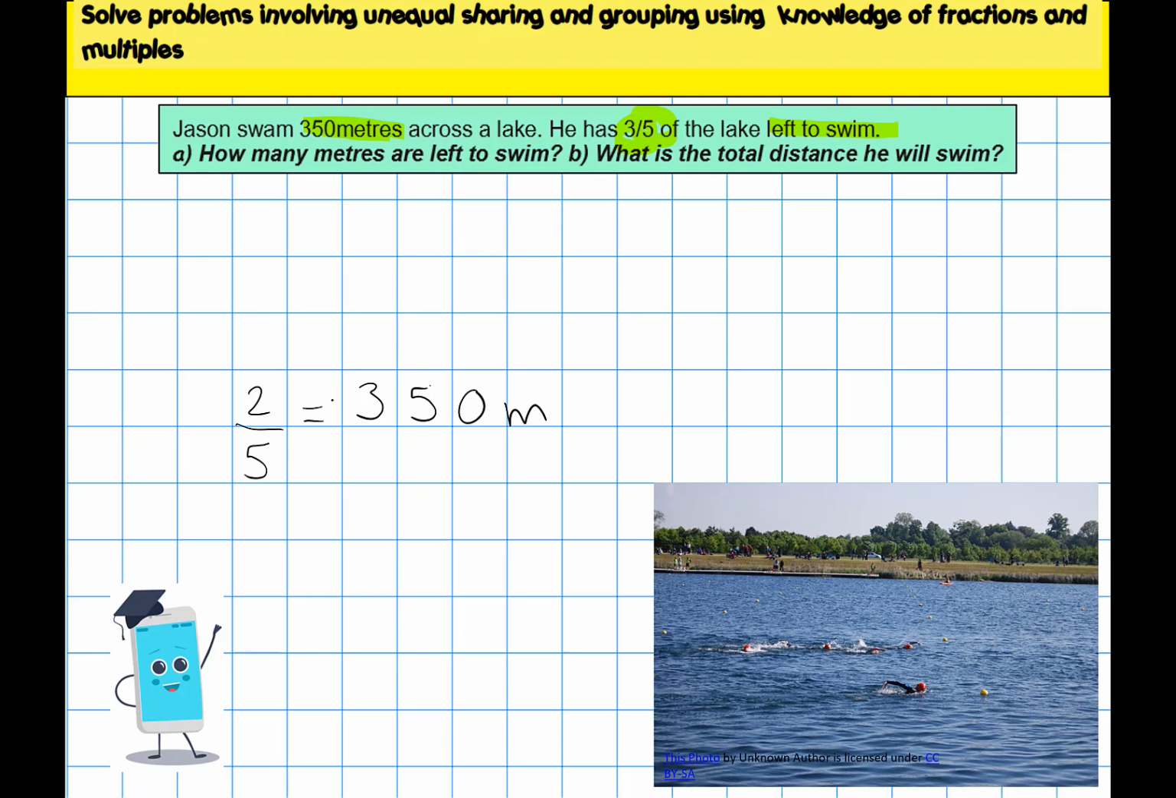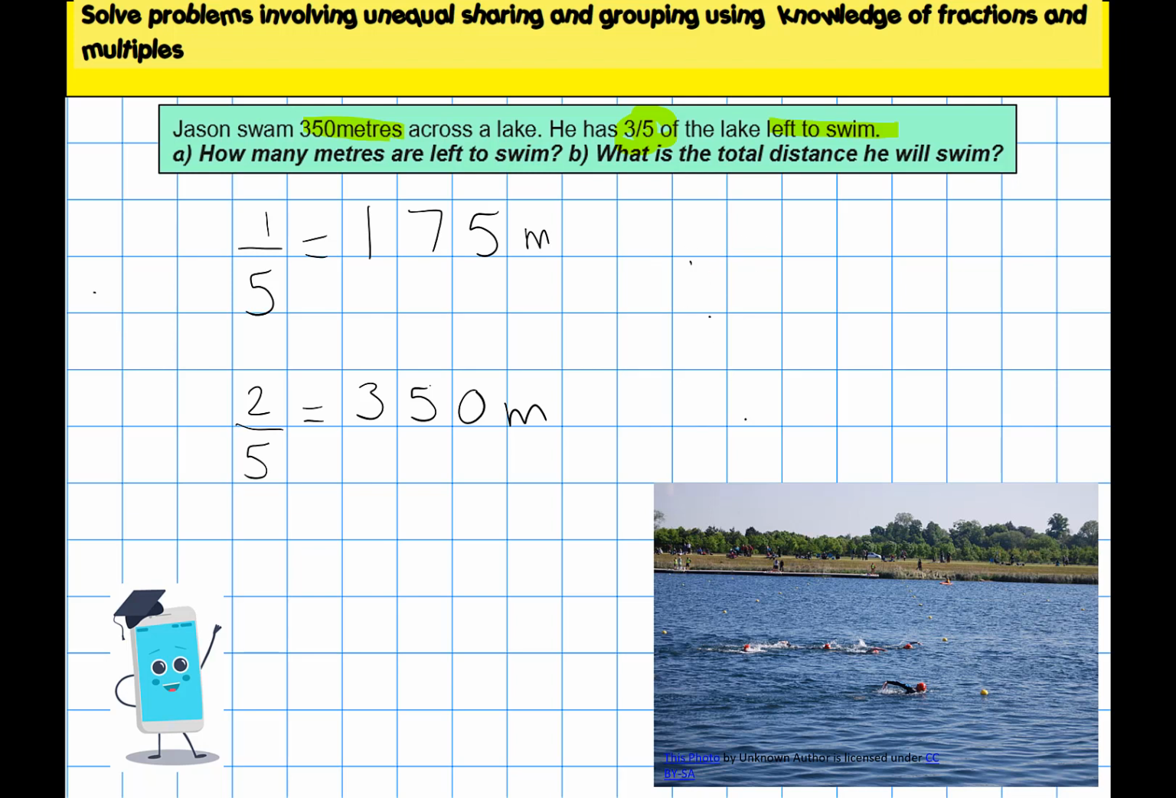Now, if I know what 2/5 is, I can use this information to find what 1/5 is. Because 1/5 is half of 2/5. 1/5 plus 1/5 makes 2/5. So to find what 1/5 is, I divide that by 2. And half of 350 is 175.